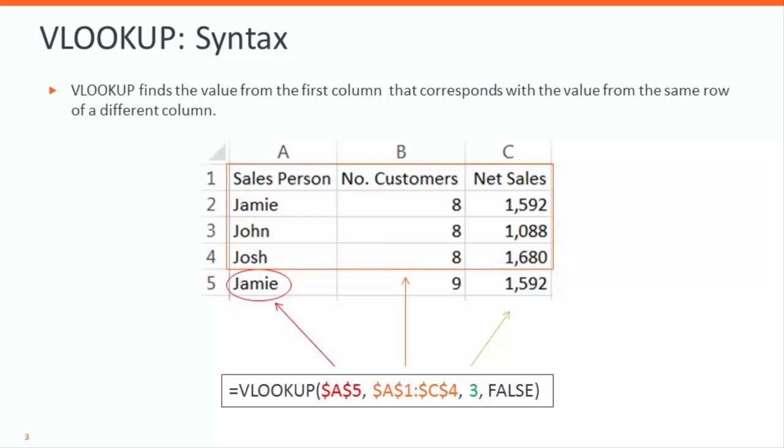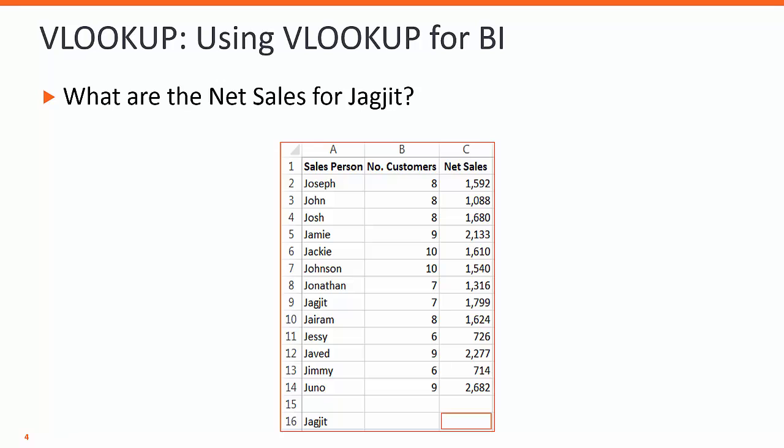Third piece of the syntax, in this case the number 3, we'll look for the corresponding value in the third column of this table. And the final piece of the syntax we've designated as false. In other words, we are looking for the exact match to the value, in this case, to the person Jamie. So let's move from the syntax. Let's go look at an example.